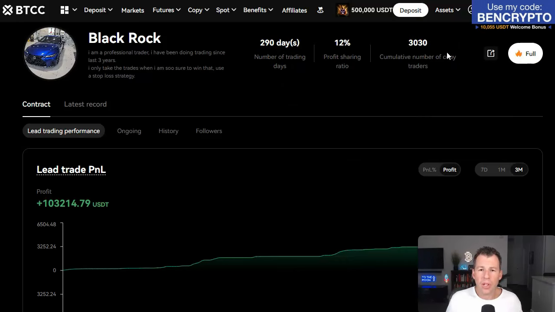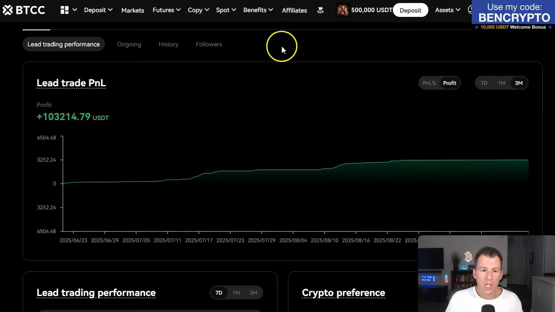So for whatever reason, more copy traders are interested in copy trading BlackRock, probably because he's more profitable than the last guy. I'm also going to guess it's because he's a more high volume trader. Copy traders like their lead trader to be entering and exiting a lot of different positions. So we'll see if I'm right.